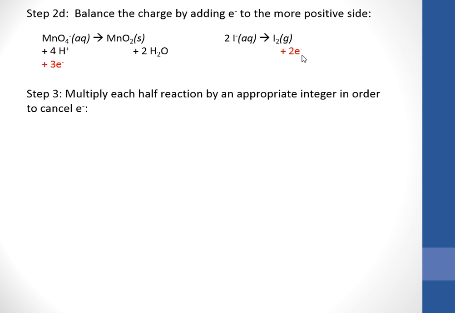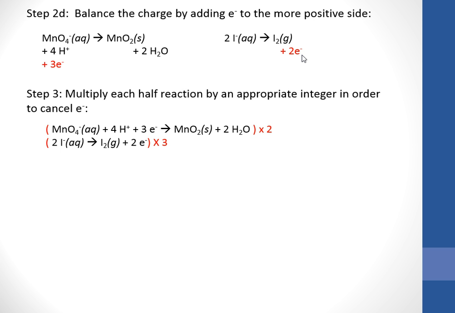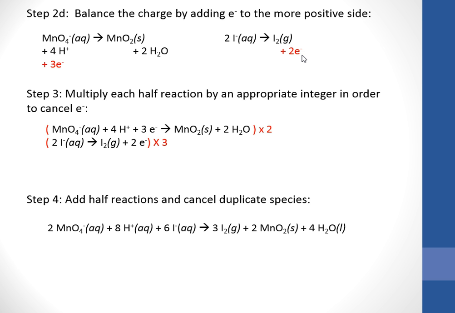In step 3, we're going to multiply each half reaction by an appropriate integer. Since the first half reaction has 3 electrons and the second half reaction has 2 electrons, we will multiply our first half reaction by 2 and our second one by 3 in order to get the electrons to cancel. In step 4, we add the half reactions together and we cancel the duplicate species. As you can see here, this is our final balanced redox equation, and for full credit, you must include all states.